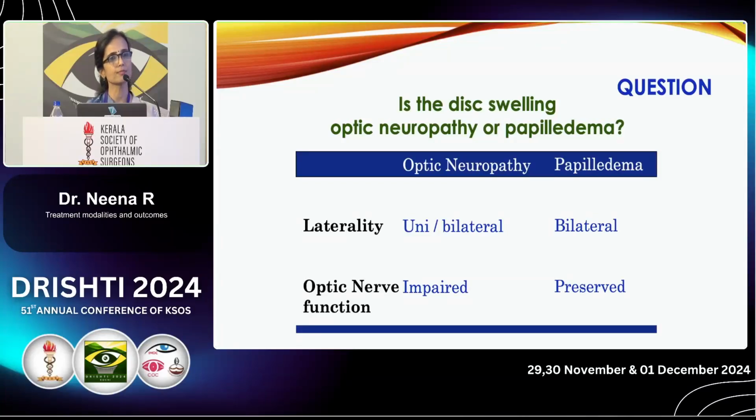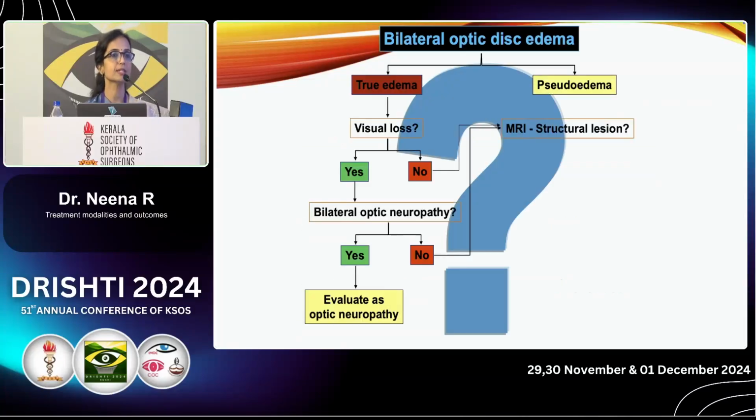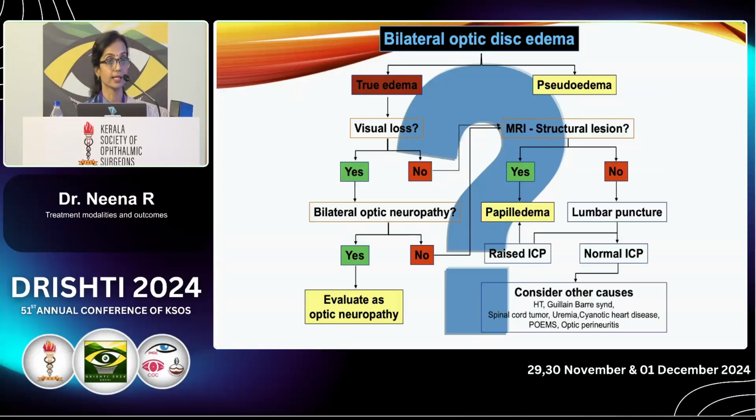Optic nerve function is mostly preserved in papilledema, but not in optic neuropathies. If you have bilateral optic disc edema, the first thing again to rule out is whether there is bilateral optic nerve involvement or not, whether there is a problem in the MRI or not, and if there is, treat accordingly. And in IIH, before you start treatment, always do a lumbar puncture and a CSF study.